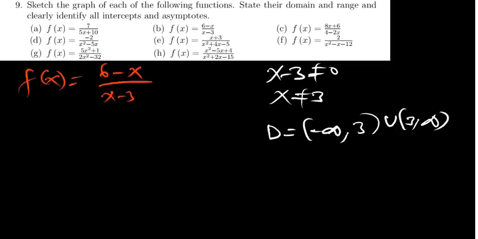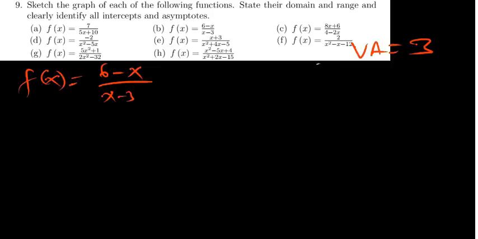Now after finding the domain, we can also find the vertical asymptote. The same number here, x is not equal to 3. That is my vertical asymptote. I'm going to say my vertical asymptote is at 3. That's all. Now how do we find the range?